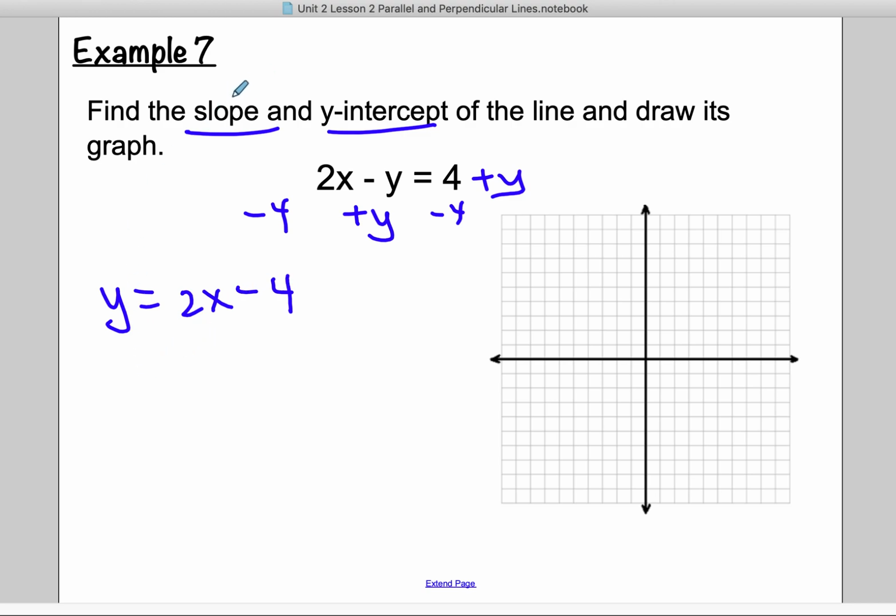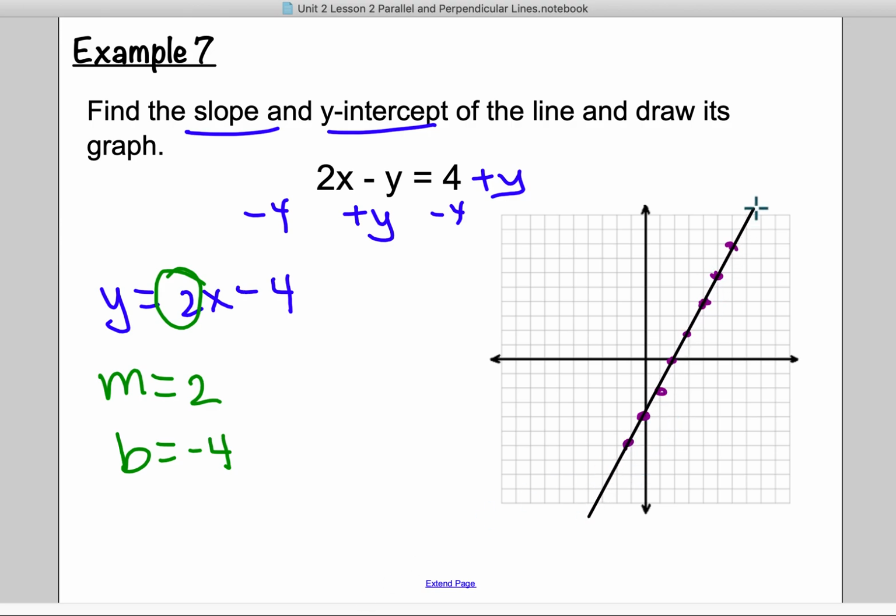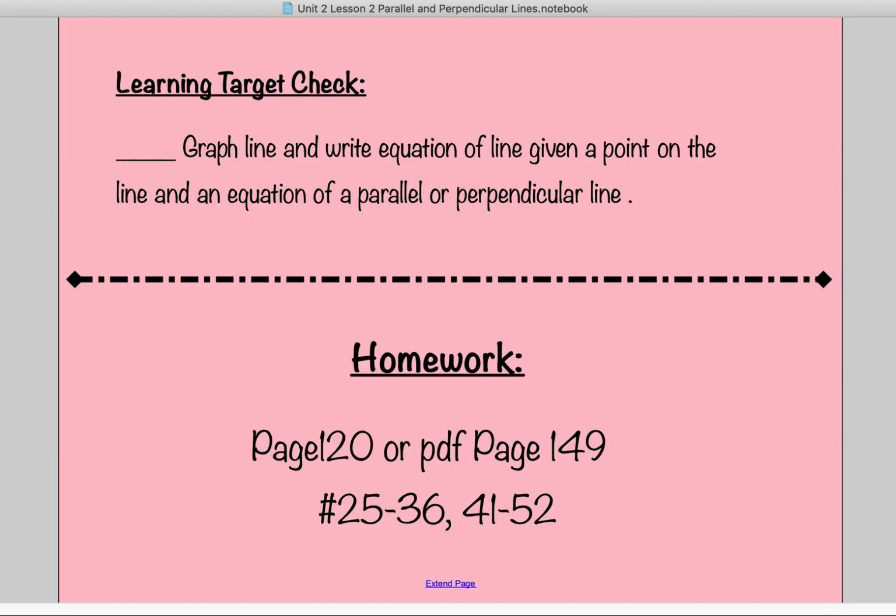Then it tells me I'm supposed to say what the slope is and the y-intercept. My slope is always the number in front of the x. You guys remember, don't write the x with it. My slope is 2, and my y-intercept is -4. And then we're going to graph it. So using my slope and my y-intercept, I plot it, so I go to my y-intercept at -4, and then I graph my slope, up 2 over 1. And there is my line. So there is example 7.